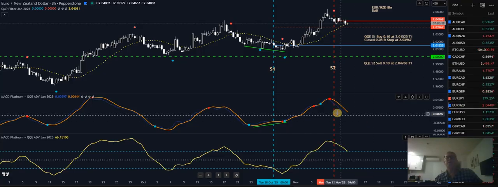Euro New Zealand in this buy trade from back here. It was a QQE. This is a tricky one because the signal's actually here, but there's nothing for me to take that trade. There's no divergence or anything like that at that time when that blue dot presented there. There's no divergence, no major support levels. But the thing is, price kept on going down and that signal remained valid.